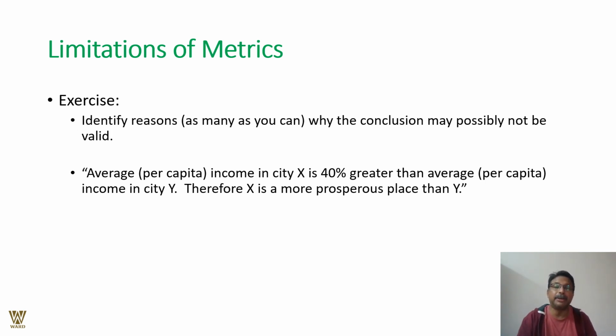A limitation of the metrics. Let's say we do an exercise: identify as many reasons as possible why this conclusion may not be valid. The average per capita income in city X is 40% greater than the average per capita income in city Y, therefore X is more prosperous than Y. Probably you need to understand this thing. Now, can we have limitations?